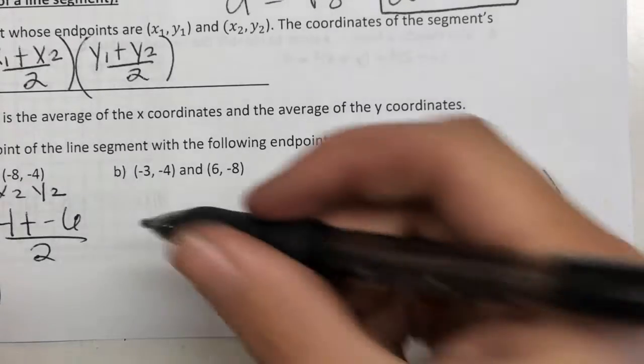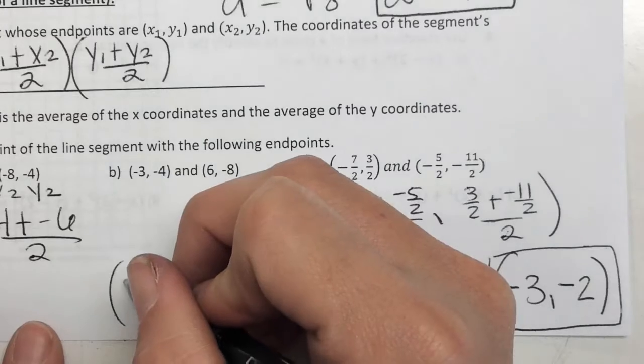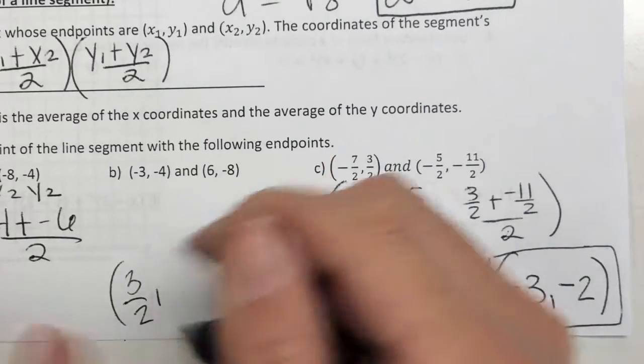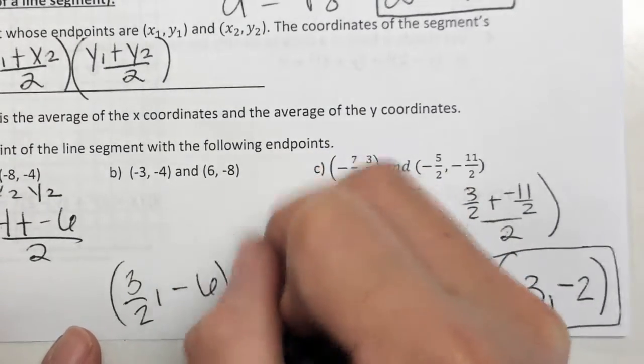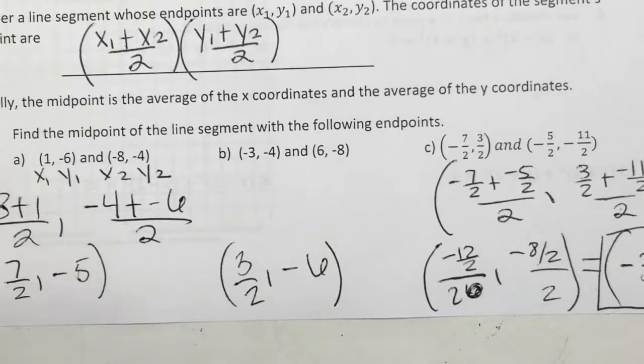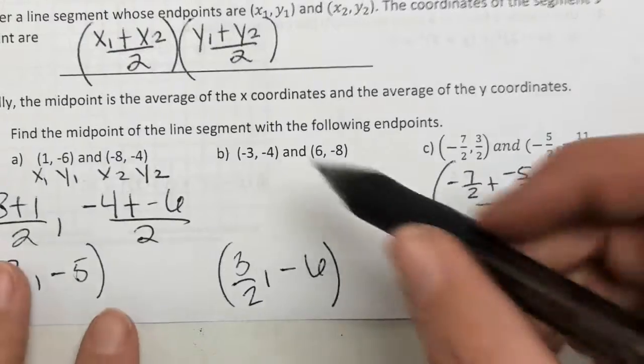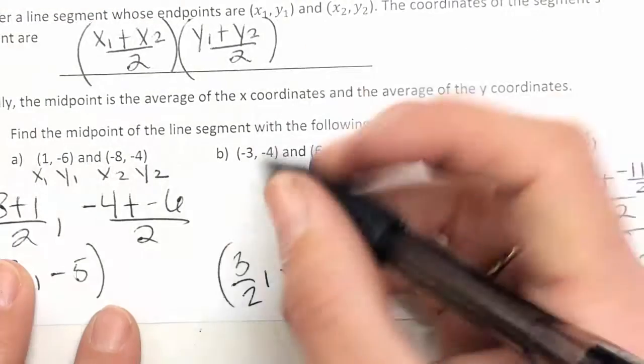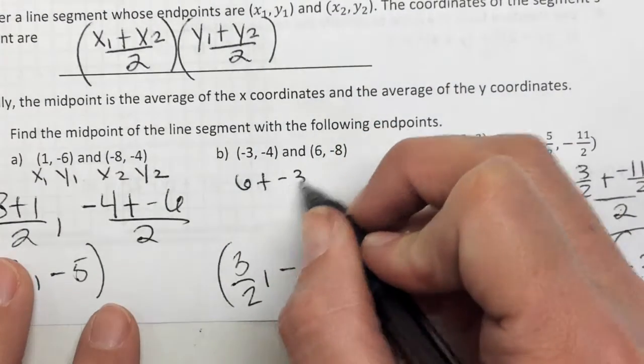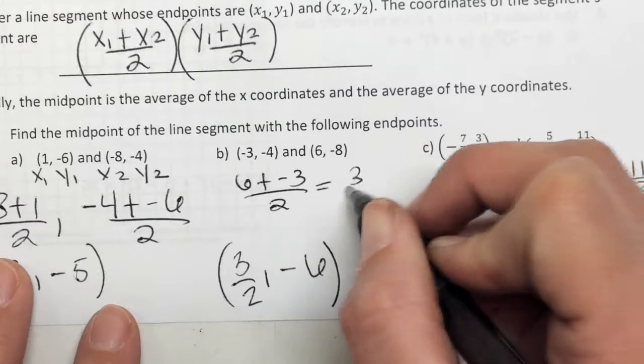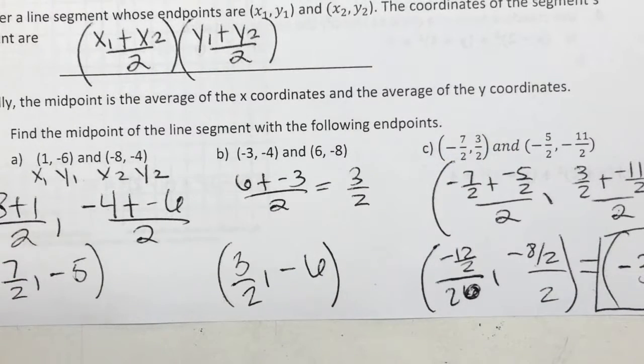Give me the x coordinate, Katie. 3/2. And give me the y coordinate, Kels. -6. Does everybody agree? Nope. Alright, let's check it. So for the x's, 6 plus a -3 divided by 2 would give us a positive 3/2. Did you subtract by accident or something?